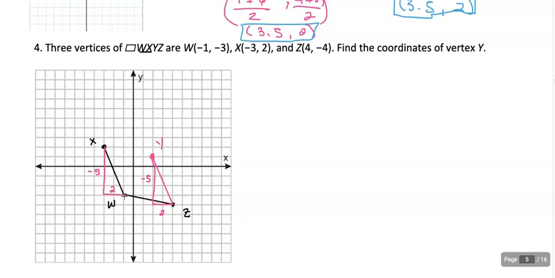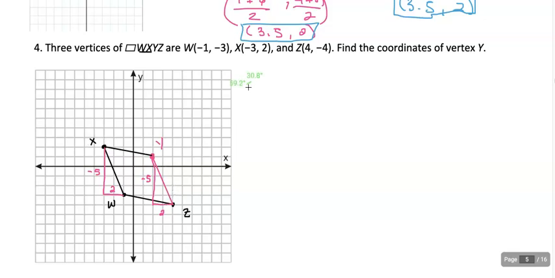So from W I went left 2, up 5, that got me to X. From Z I need to go left 2 and up 5, and that gets me to Y here. And then I can finish this off and connect that last piece here. And just to verify that they're the same lengths, XW and YZ will have the same length, right?